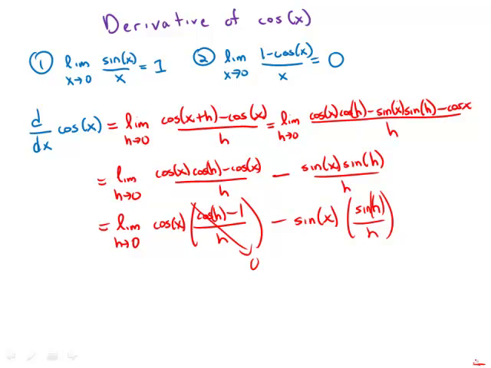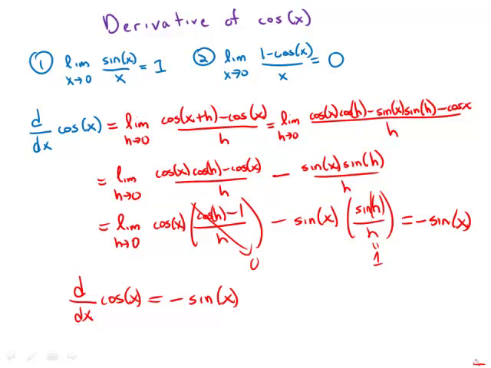Now when we take the limit as h goes to 0, from our special trig rules, we see that this one goes to 0, so that whole first term goes away. This goes to 1, and so what we're left with is 1 times negative sine x, or negative sine x. And indeed, this is the derivative of cosine. The derivative of cosine x equals negative sine x.